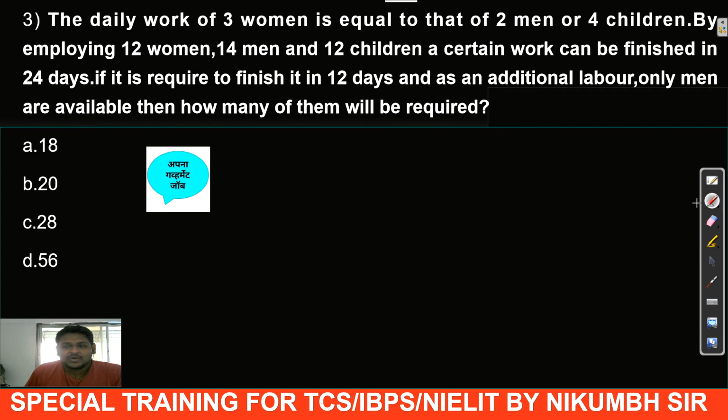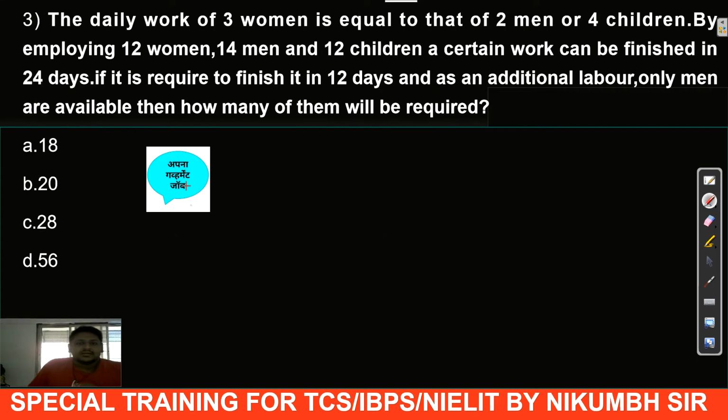The third question now. The daily work of 3 women is equal to that of 2 men, or 4 children. By employing 12 women, 14 men, and 12 children, a certain work can be finished in 24 days. If it is required to finish it in 12 days, then, as an additional labor, only men are available. Then how many of them will be required?